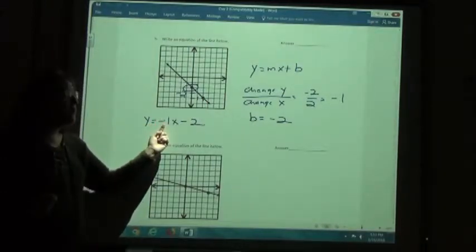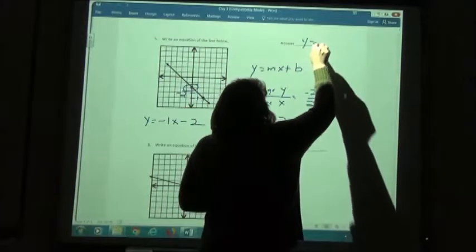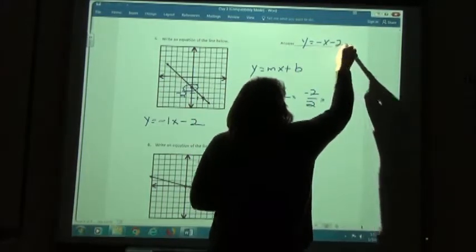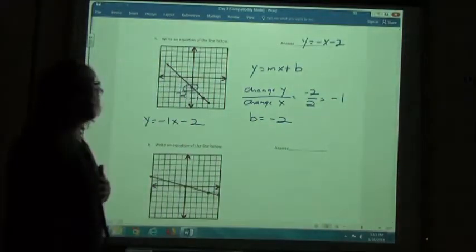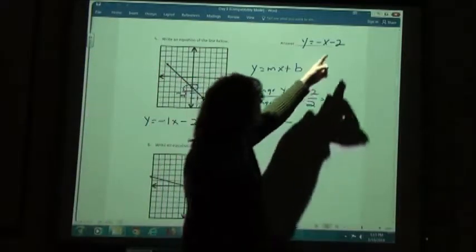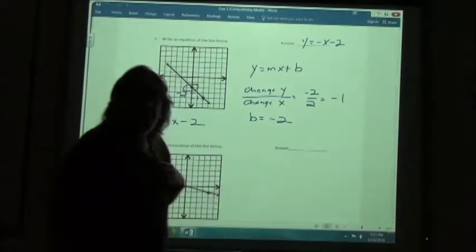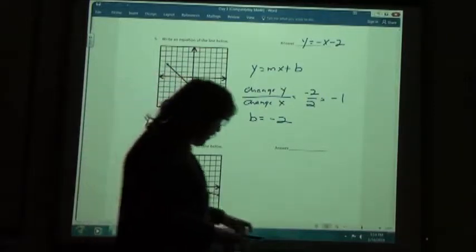I don't need the 1 in front of my x, so the better way to write this is y equals negative x minus 2. Also notice that I didn't do plus a negative 2. I'm just going to put minus 2. Previously, when we picked out the y-intercepts, it was just the number, and the sign goes with that. So we don't want to have plus a negative 2. We're just going to put minus 2 on the end. Y equals negative x minus 2. Go ahead, try number 6 while I'm moving the board here.